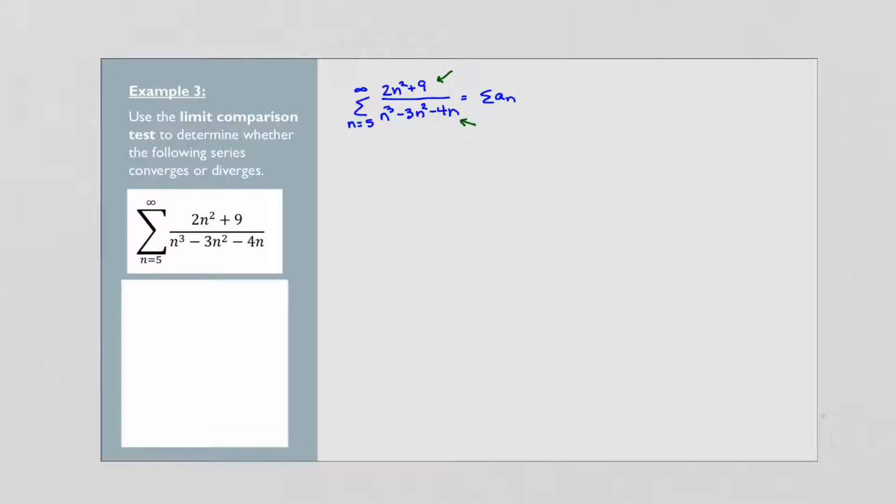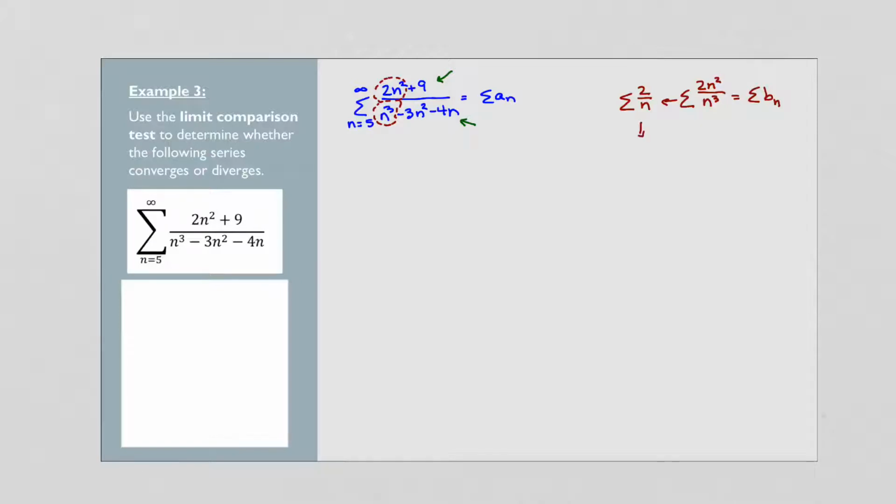Okay, so we need to find a series b sub n to compare to. In the last example, and the one before it, I looked for the highest degree term in the numerator and the denominator, and that's exactly where I'm going to look right now. So I'm going to let the series b sub n be the series 2n squared over n cubed. But specifically, that can reduce down, can't it? That can reduce down to the series 2 over n.